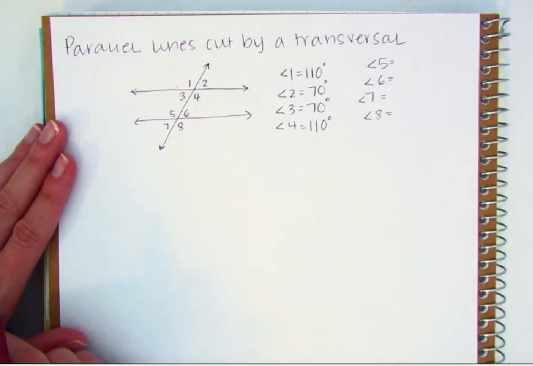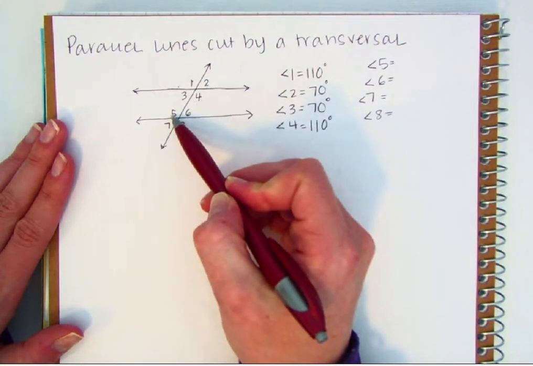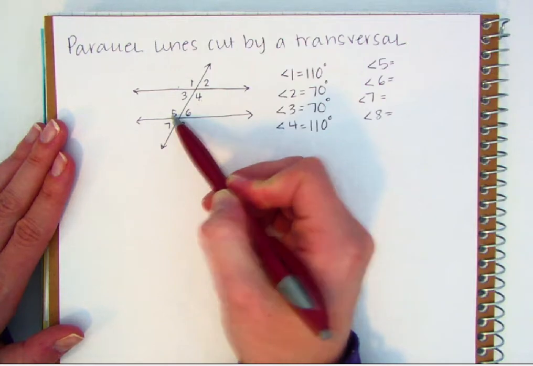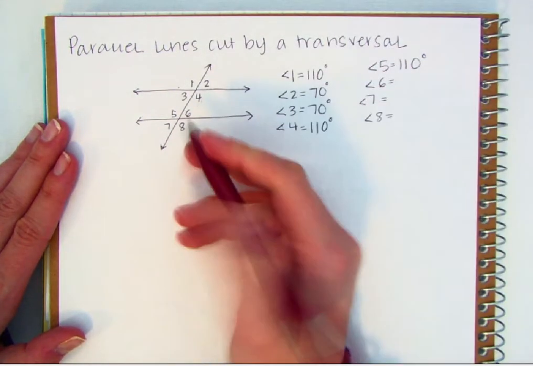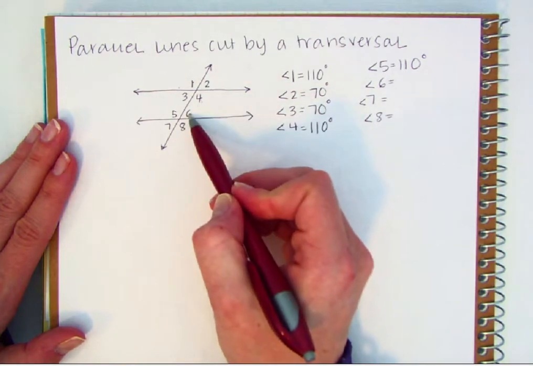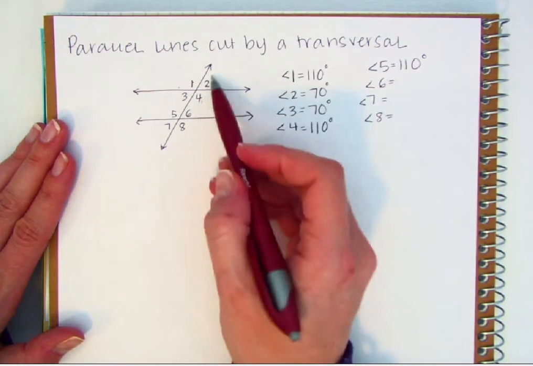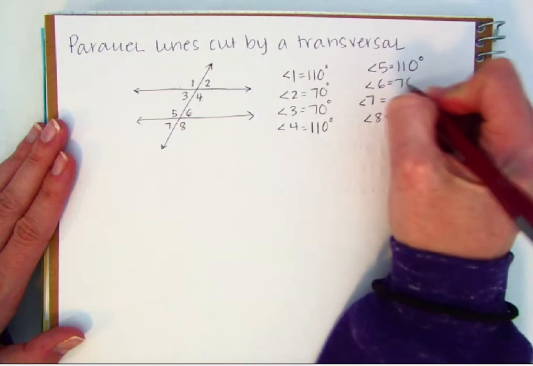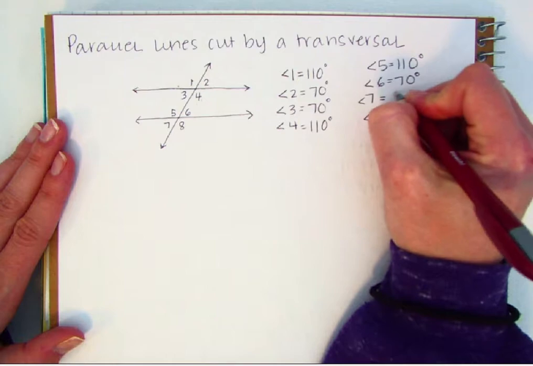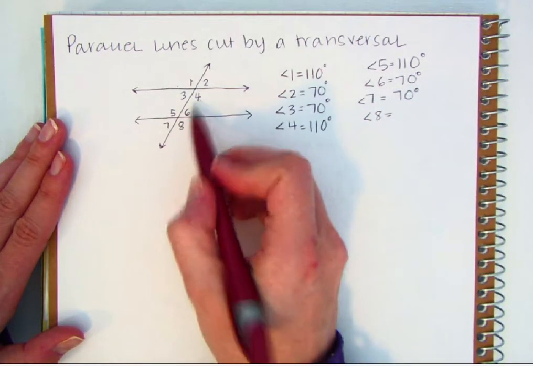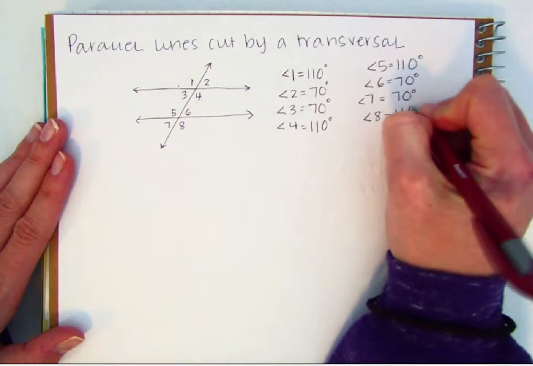Now, we also know that corresponding angles are congruent. So angle 1 and angle 5 are the same, so this is 110 degrees. Angle 2 and angle 6, because they're in the same spot, are called corresponding angles, so they're the same. So angle 6 is 70. Angle 3 and angle 7 are in the same spot, so once again, that is 70. And angle 4 and angle 8 are in the same spot, so that's 110.